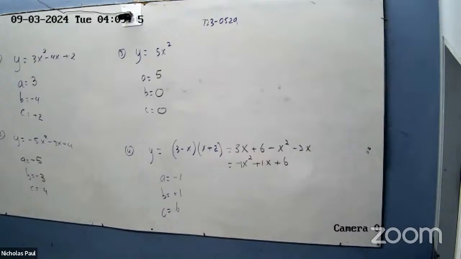Once we know how to identify a quadratic and we know how to find a, b, and c, we can go to stage 2 now. Let's see what these quadratics look like.